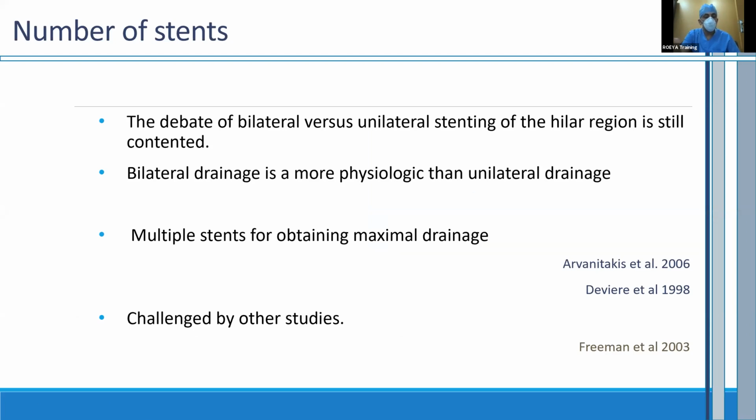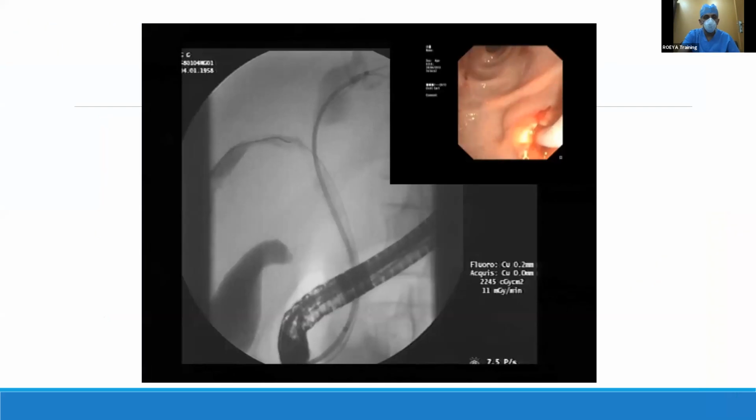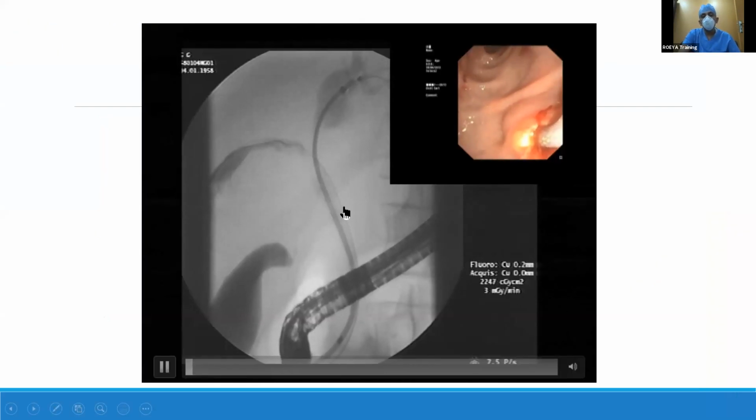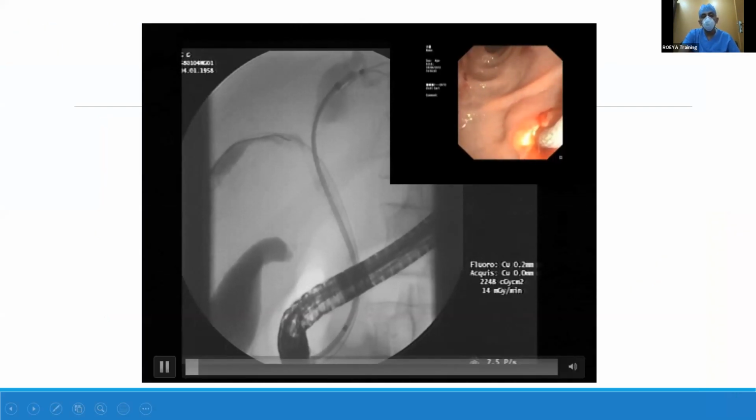Regarding the number of stents, the question that Professor Ibrahim asked us, should we put only one stent or multiple stents? This question has been raised for 25 years. Until now, there are some studies showing multiple is better, other studies showing that unilateral is enough. But as I said in the live case, whenever you have contrast in a segment, you should drain it. So this is an example of a hilar tumor.